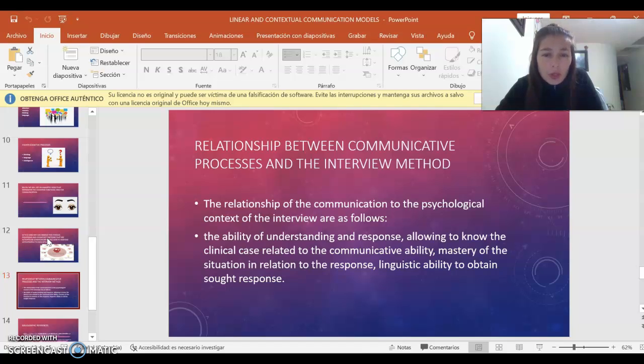Relations between the communicative process and the interview method. The relation of the communication to the physical context of the interview is as follows: the ability to understand and respond, to know the clinical cause related to the communication ability.